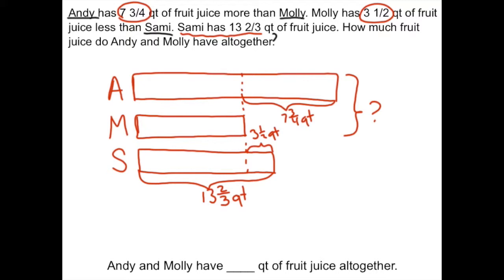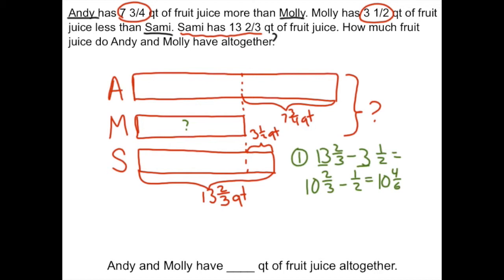Now we're given lots of information. We just have to now solve it. So I know that I can find how much Molly has by subtracting from Sammy's total. So my first step is going to be to take 13 2/3 and subtract 3.5. Remember, I subtract my whole numbers first. So that's going to equal 10 2/3 minus 1/2. I have to rewrite that with a common denominator, which will be 6. So that's the same as 2/3 is the same as 4/6 minus 3/6.